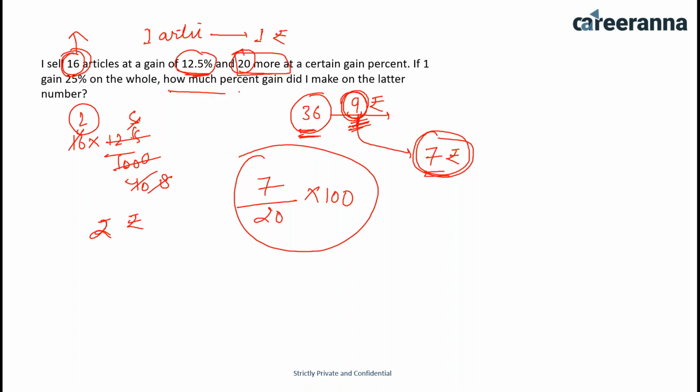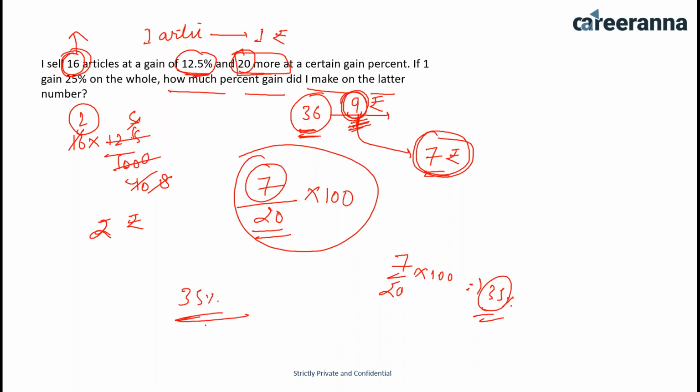As per the question, how much percent gain did I make on the later number? Later number is 20, gain is 7. I have to calculate in percentage. 7 by 20 multiplied by 100, it is 35. Two questions are remaining, Indra, don't worry, we'll finish it as soon as possible. So 35% gain. Any doubt? Guys, if you have any doubt, please ask, otherwise we'll go ahead.